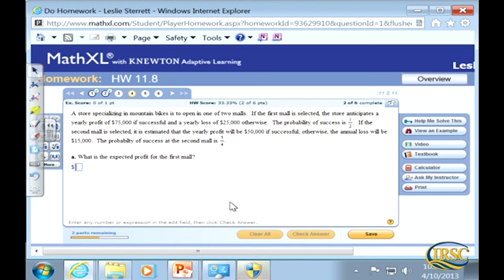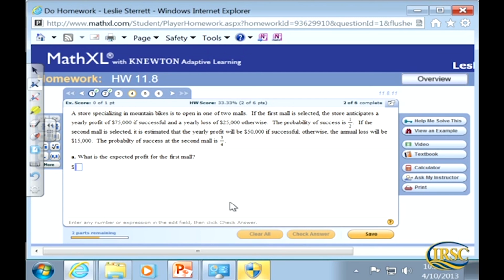Okay, so you're opening a store. You have 2 different locations to do this in. You have hired a research team to find out this information. They have studied lots of different businesses in these areas, and this is what they've determined based on the information that they have. So it says, what is the expected profit for the first mall? So notice that it's shown you that you're going to do an expected profit for the first mall, and then an expected profit for the second mall. So we actually have to do 2 charts for this problem.